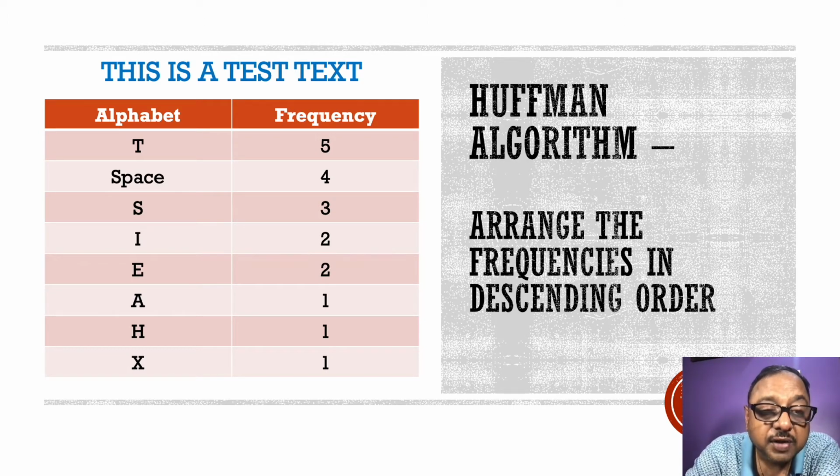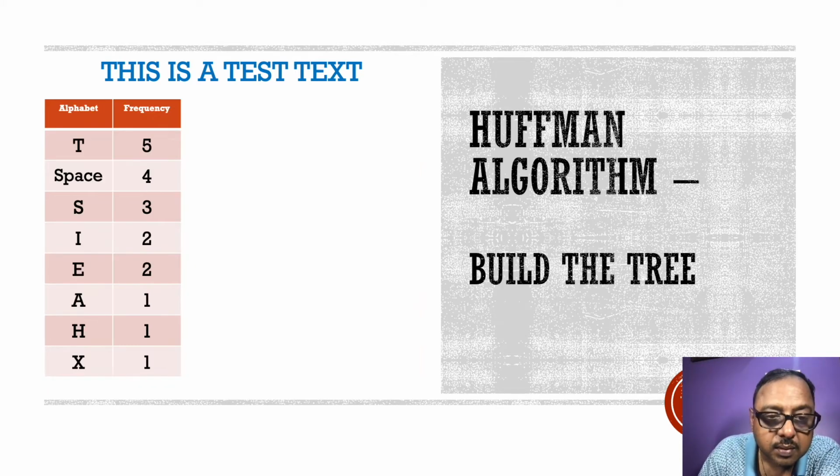After having formed the frequency table, we arrange the symbols in the descending order of their frequencies. You could do it in the ascending order also, whichever is comfortable for you. It doesn't matter to the algorithm as such. I have done it in the descending order in this illustration. Once we have the frequencies in ascending or descending order, we start building our tree.